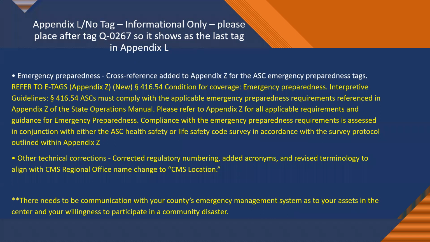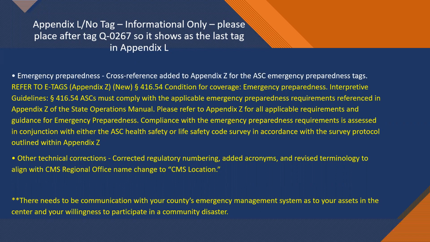This is an update to state that the cross-reference added to Appendix Z for the ASC emergency preparedness. You need to refer to Appendix Z for the condition of coverage, the emergency preparedness in the interpretive guidelines for 416.54. ASCs must comply with the applicable emergency preparedness requirements referenced in Appendix Z of the State Operations Manual. Refer to Appendix Z for all applicable requirements and guidance for emergency preparedness. Compliance with the emergency preparedness requirements is assessed in conjunction with either the ASC Health Safety or Life Safety Code survey in accordance with the survey protocol outlined with Appendix Z.